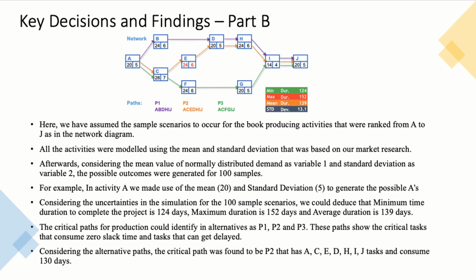For example, in activity A, we made use of the mean 20 and standard deviation 5 to generate the possible values of A. Considering the uncertainties in the simulation for the 100 sample scenarios, we could deduce that the minimum time duration to complete the project is 124 days, the maximum duration is 152 days, and the average duration is 139 days. The critical path for production could be identified among the alternatives P1, P2, and P3.